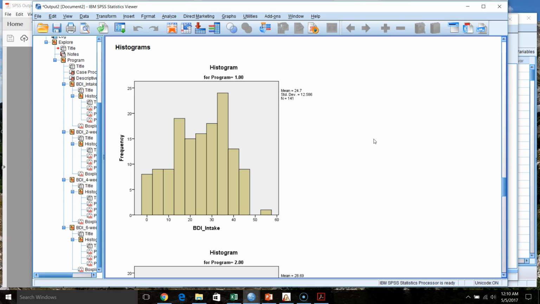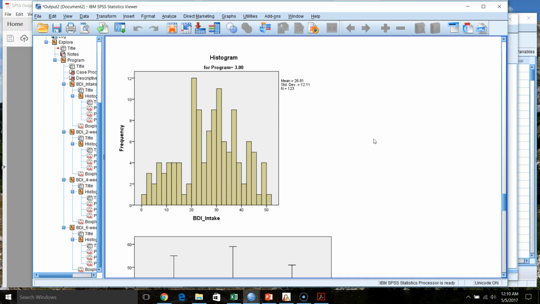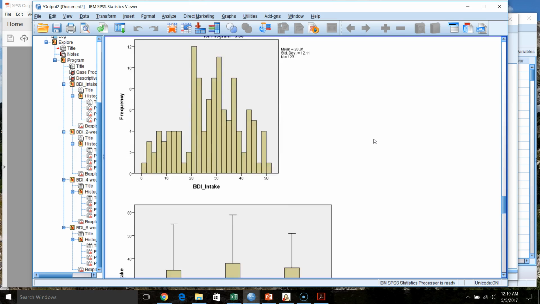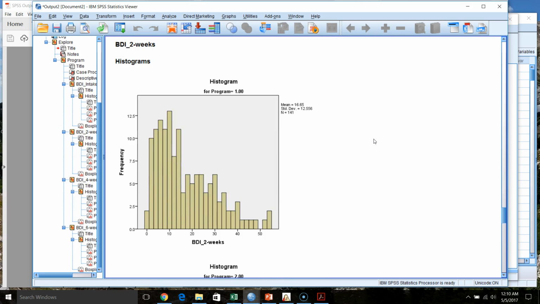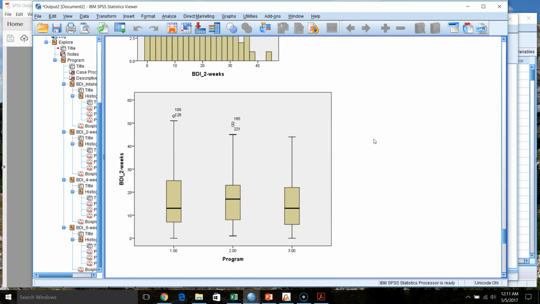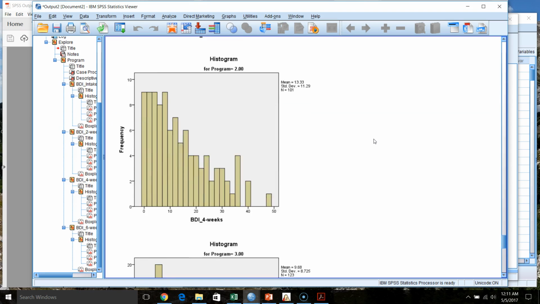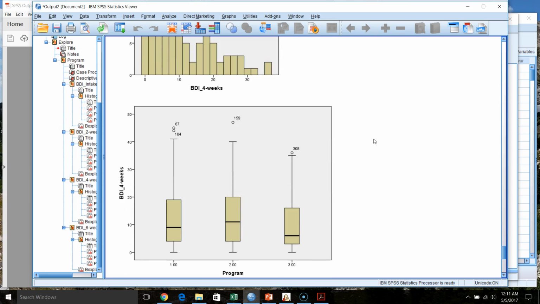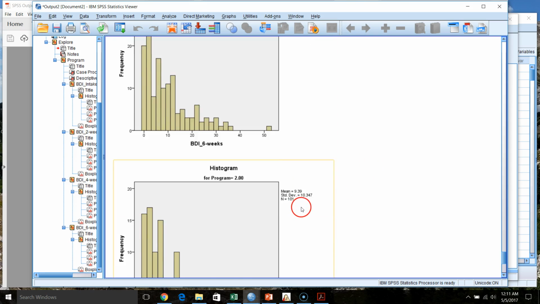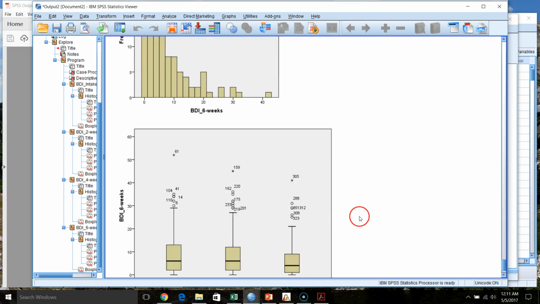Again, we're familiar with all the descriptive means here, but if we take a look at our histograms, things are looking okay for program 1, 2, and 3 at intake. As we get to week 2, we start to see more skew here. As we go to week 4, increasing skew. Some people hang out here at the end, and then by the time we get to week 6, one person in program 1 is an outlier. We're also seeing an outlier here in program 2 at week 6, and outliers here in program 3 at week 6.